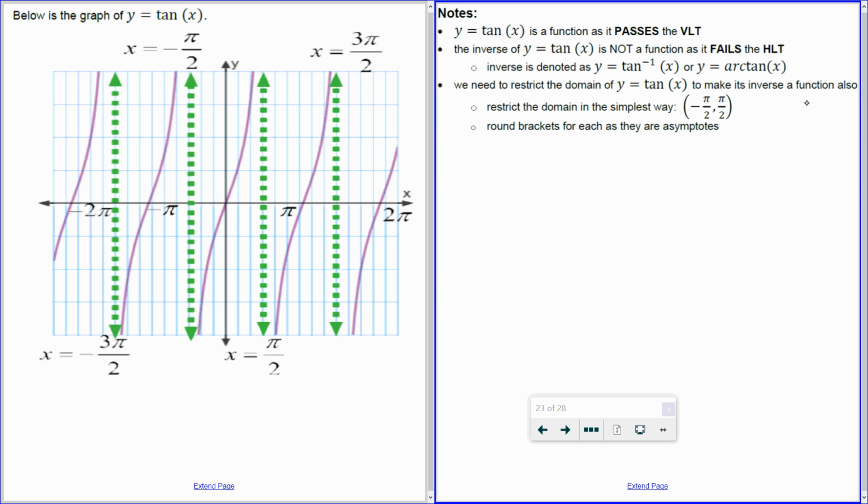Hello Mathies, Gatos here. In this video we're going to continue with the inverse trig functions, and we've already done sine and cosine, so now we're going to do tangent. So same format as my other videos.